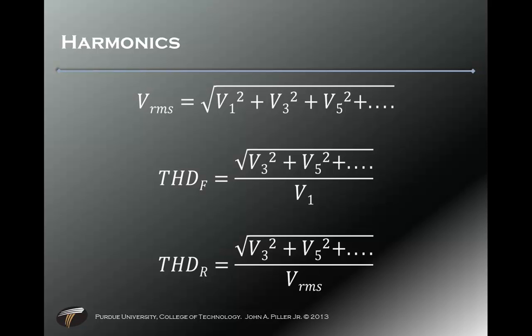Well, how do you find the VRMS? The VRMS is equal to the square root of the fundamental squared plus the third squared plus the fifth squared plus the seventh squared plus the ninth squared, plus all the RMS values that we have available. The THDF would drop off the fundamental RMS, and you take all the odds, do the square root of the summation of their squares, and divide it by the RMS of the fundamental. The THDR would do the same thing, but rather than dividing by the RMS of the fundamental, you divide by the total RMS.